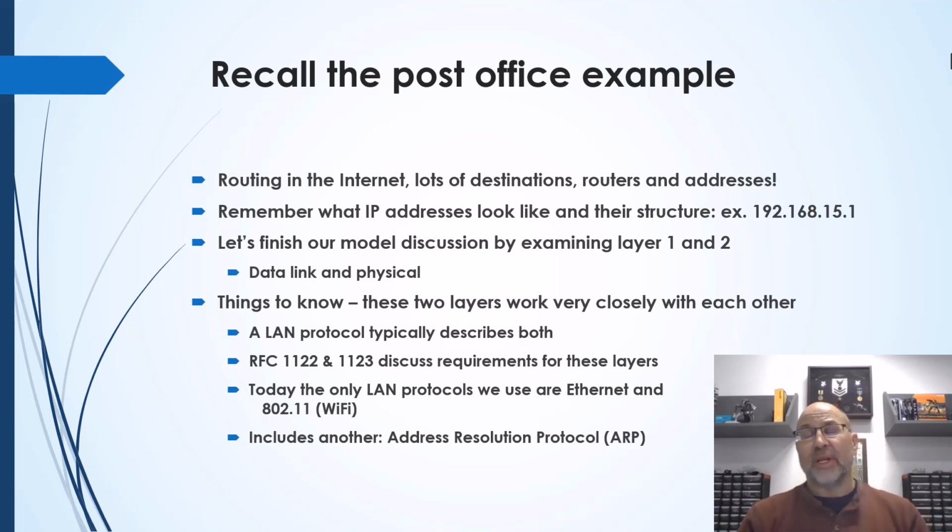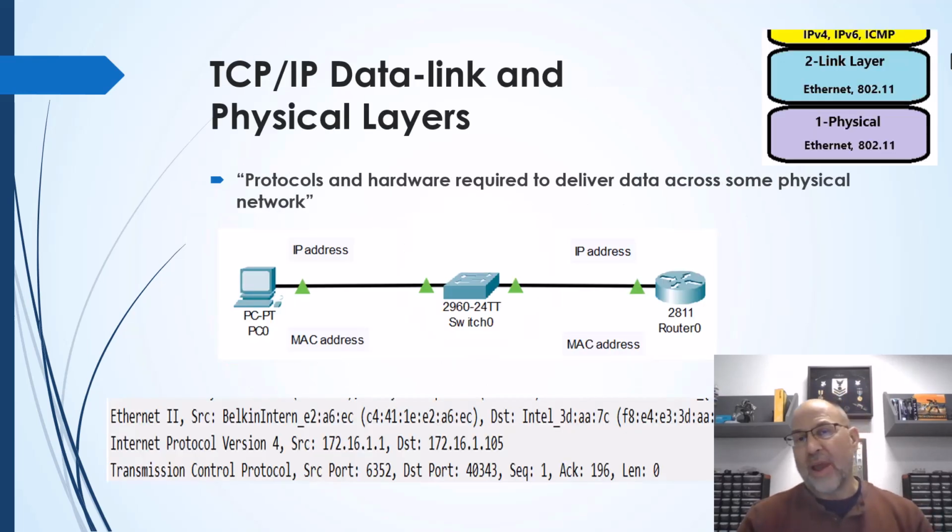Now, historically, there have been a lot of local area network protocols, but today we're really down to 2, Ethernet and 802.11. Now, there is another protocol that operates down there at layer 2. It's a bridge between layer 2 and layer 3, and that is the Address Resolution Protocol, or ARP. I'll just mention it now. We're going to talk a lot about it later on in this series, but it lives down there at those lower layers. So if you remember the graphic that we've been using, it's all the layers of the 5-layer TCP/IP model. So we're down there at layer 1 and layer 2.